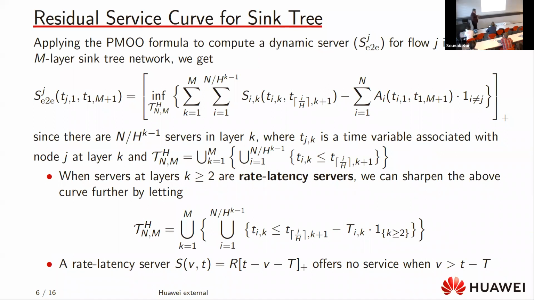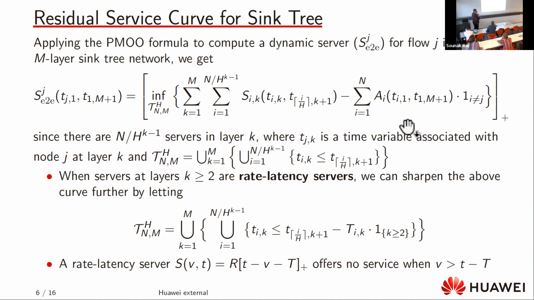Now, applying this to our sink tree here, we can obtain this residual end-to-end service curve for any given server J. Note that in our case, all the flows join at their respective entry points in the network at the first layer, layer 1, and exit at the last layer, which is the root. So that's why we have here T_I1.